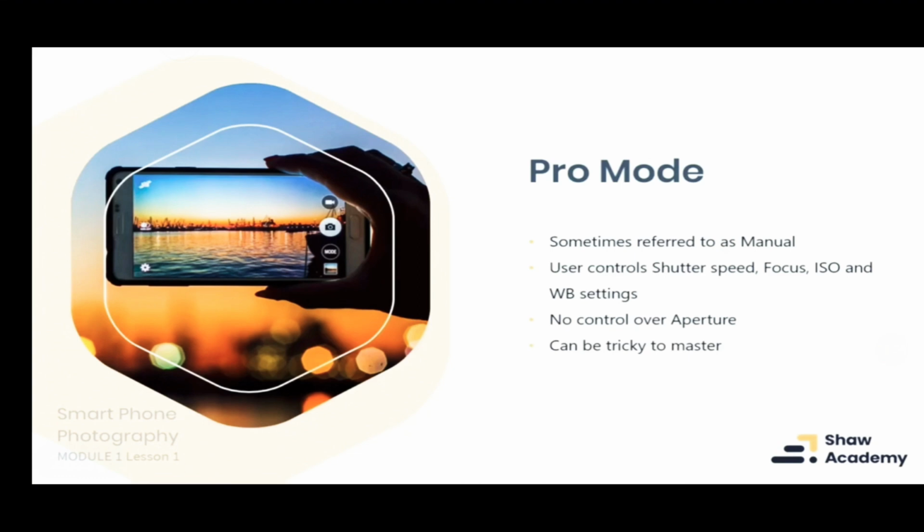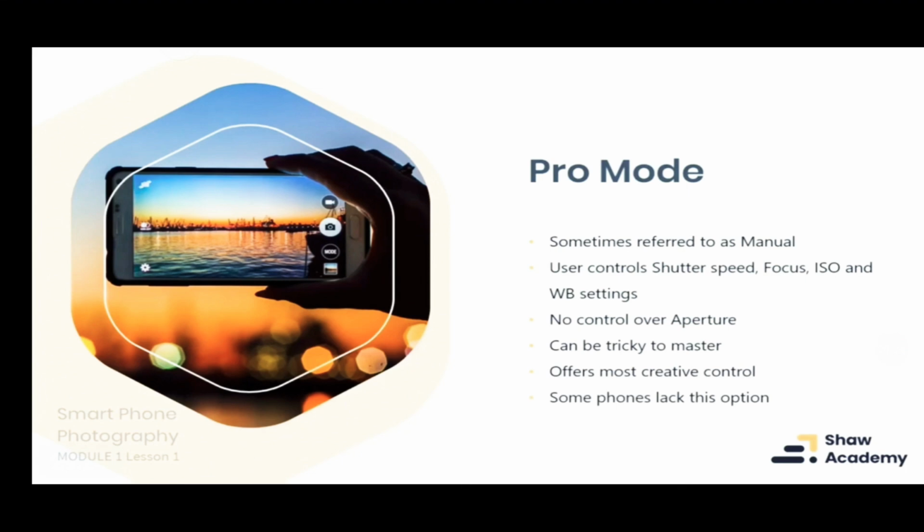And it can be a little bit tricky to master because you have to understand exposure. You have to understand your exposure settings, your shutter speed, your ISO to get the balance of light correct. But it gives us creative control. So if we want to add blur to an image, if we want to freeze motion, or if we're struggling in a nighttime scenario to get a photograph, we can turn to the Pro mode and we can get the photograph once we understand what we are doing.